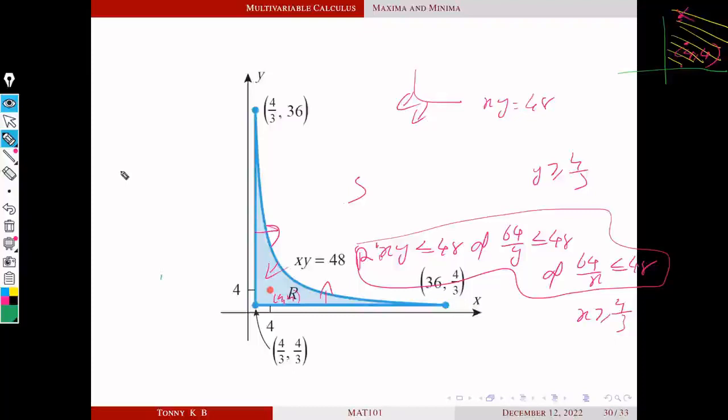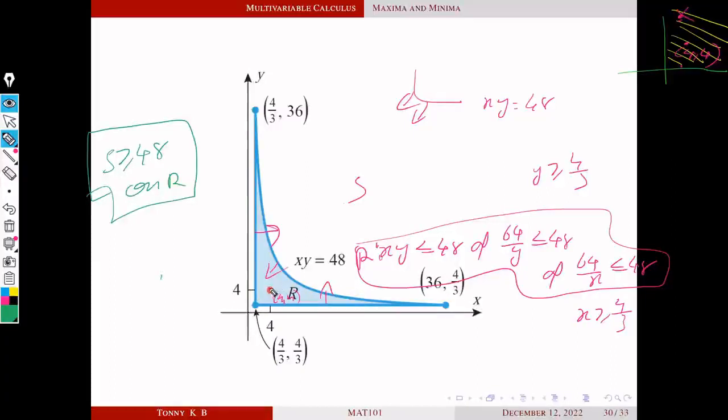Yes, that is the way the method is like this. Suppose it is possible to prove s is greater than or equal to 48 on R. Then what is the idea? Then the minimum of s on this region is 48. Then automatically the minimum of s on this entire region, x greater than 0, y greater than 0, is also 48.